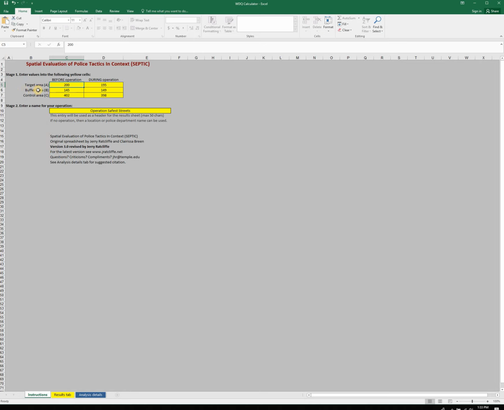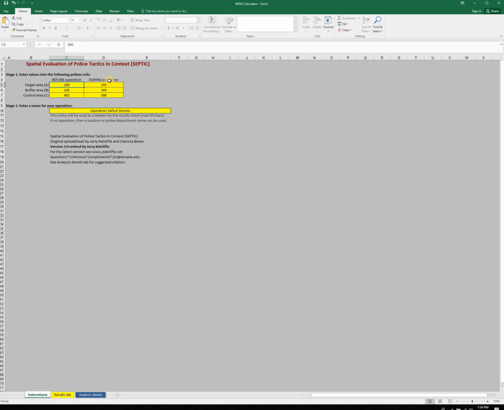We need crime counts in the buffer area, right, that 2-block area outside of the beats that officers were working in. And then we also need counts of crime in a control area. So this would be areas that officers are not working in, and we're going to use these to make comparisons between changes in crime in the targeted areas to see whether our intervention worked or not. And so you'll need these counts for 2 different time periods, both before the intervention was put into place and while the intervention was in operation.